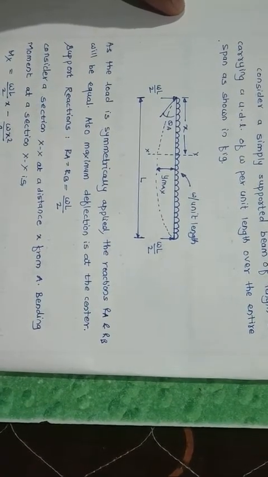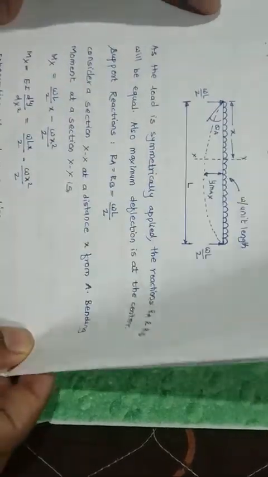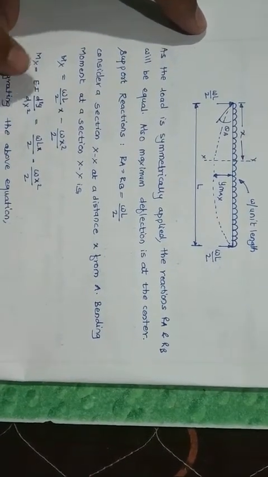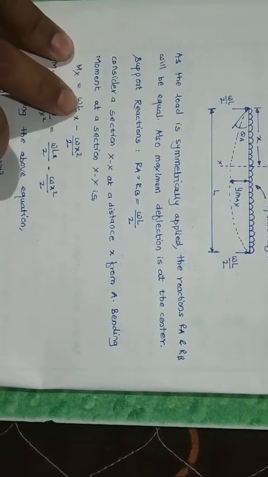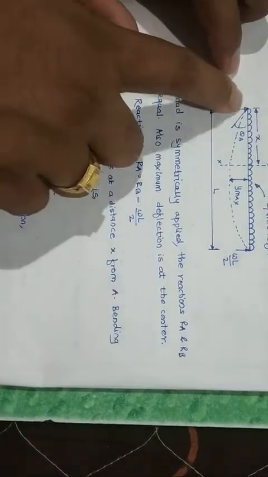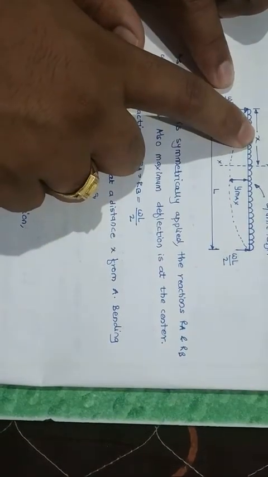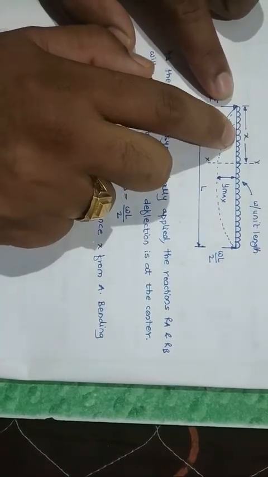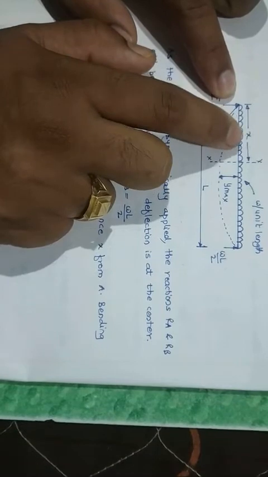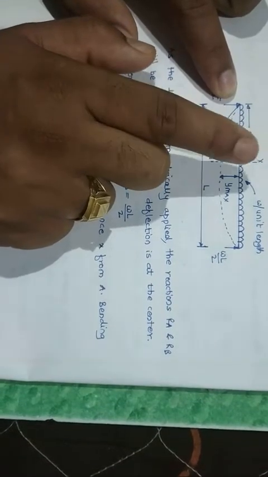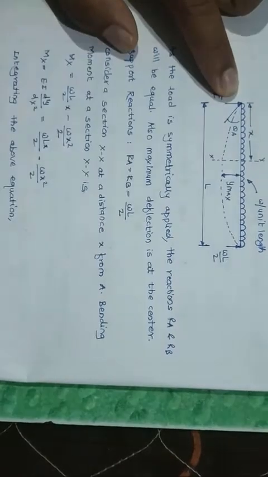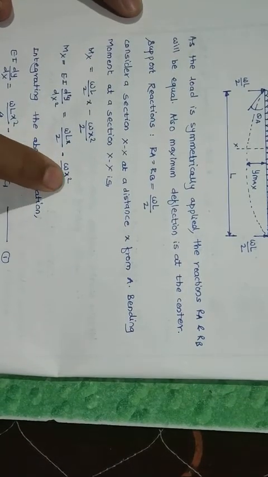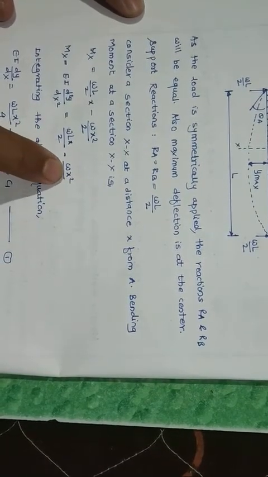Now consider a section XX at a distance X from point A. The bending moment at this section is Mx equals W L by 2 into X. That means the reaction W L by 2 into the distance X, minus the UDL W into the distance X, which is the load, into distance X divided by 2. So that comes to W X square divided by 2.